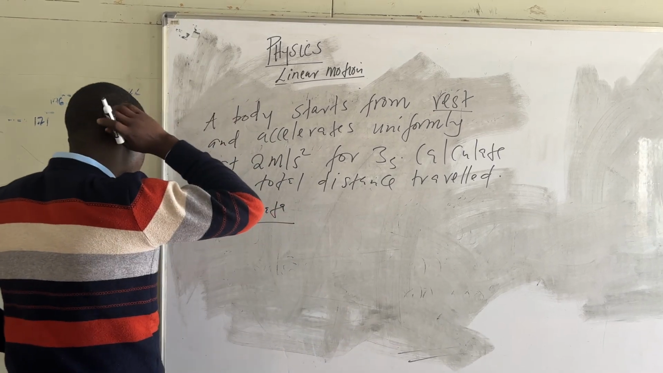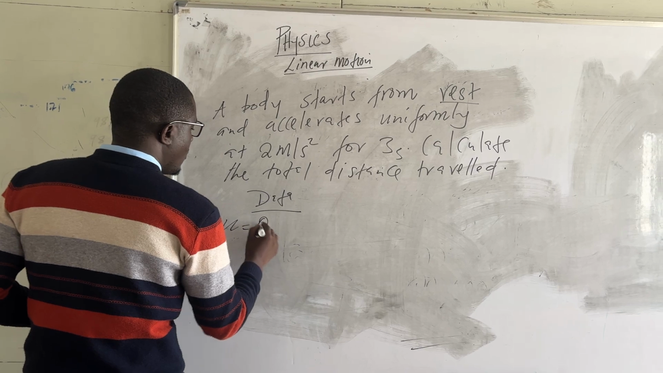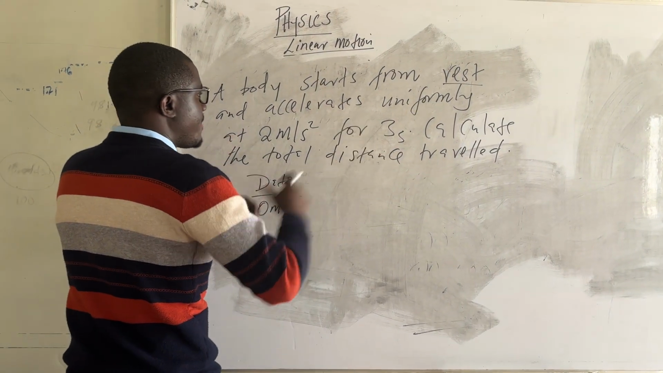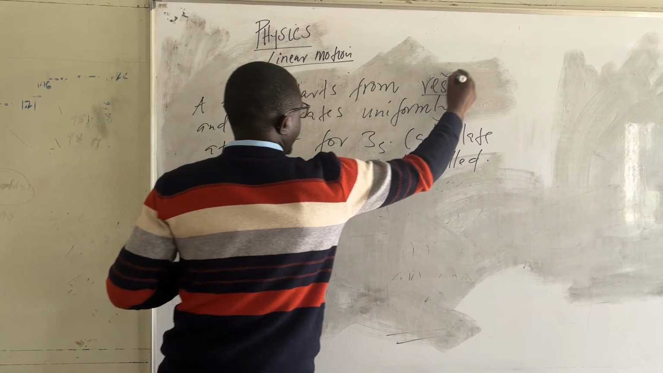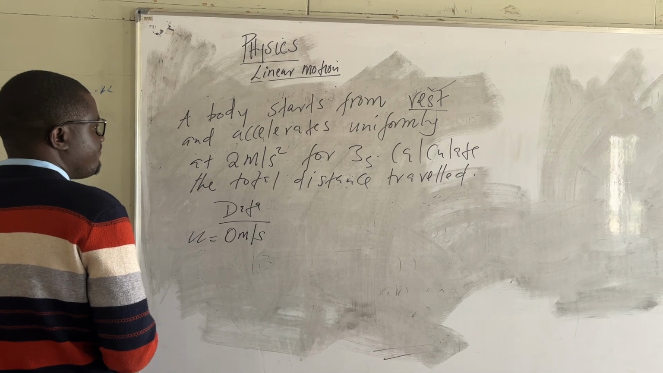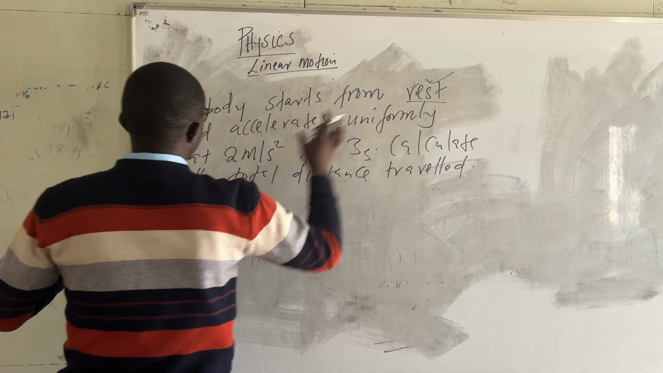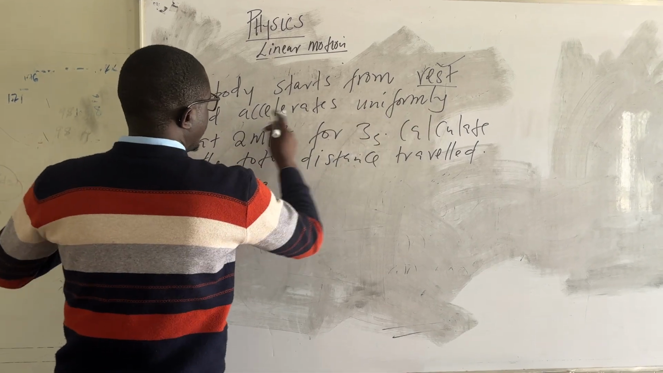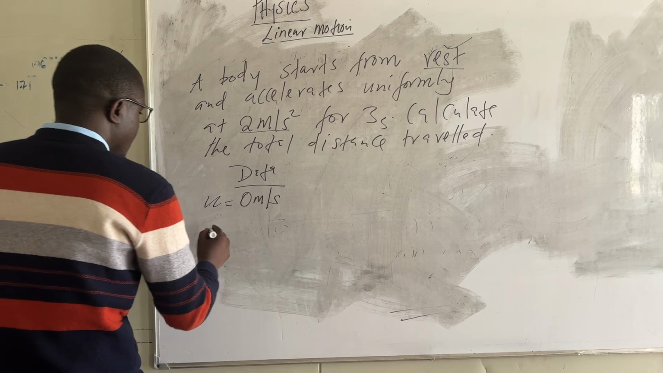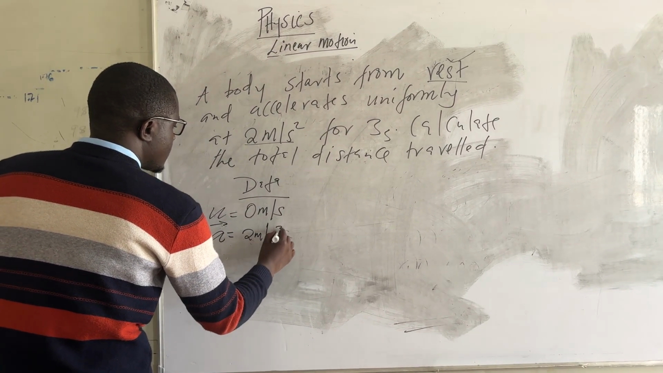When the object starts from rest, this implies that the initial velocity is always 0 meters per second, since it wasn't moving, it was at rest. Very important here, you have to consider this every time you are solving a question like this one. Then secondly, after starting from rest, it accelerated uniformly at 2 meters per second squared. So we are given acceleration here, which is 2 meters per second squared.